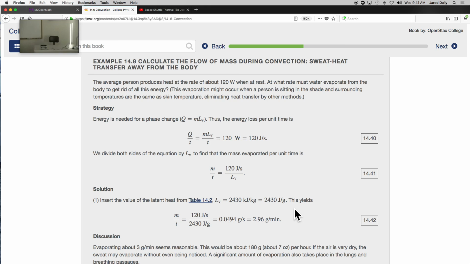Right? And people often think this is the way you lose weight. 2.9 grams at 120 watts? That's not very much. And all the weight you're going to lose is water. That's not what you want to lose in your body. You have to drink it back. Your body has to have the same amount of water in it all the time. So if you're sweating, you have to drink. So losing weight has nothing to do with sweating.